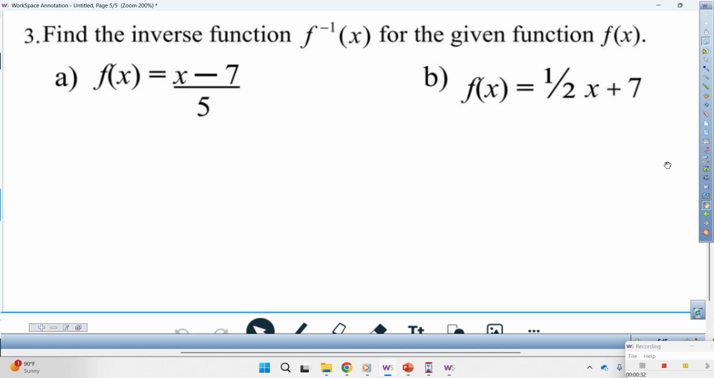Let's go to 3A and B. Show your neighbor what you got for 3A. Just answer only. We want the inverse. Then Jaime is going to pass someone. What is the inverse for that one? Show your neighbor, please. Jaime, pass someone.